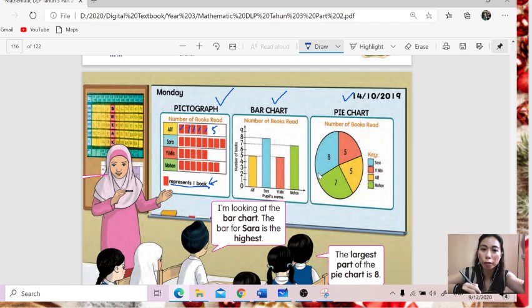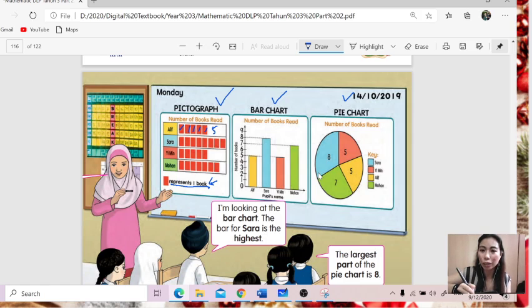So if it is 5, you go to 5. The higher it is, the more the number, the higher the bar. For example, Sarah is 8 books. So in this chart, you can see the building is higher because the number is the most. When the number is the least, you can see the bar is shorter. Or maybe the same height, because they have the same amount, the same number of books.